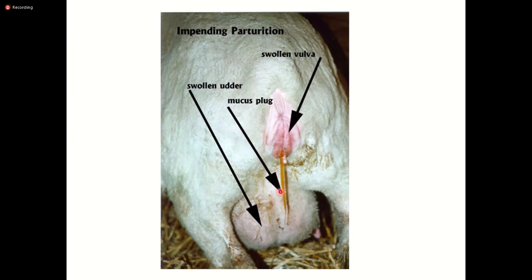You can see the udder is enlarged, right? And mucus is discharged from the vulva. This is the vulva area, right? And it is swollen and reddish in color, right?